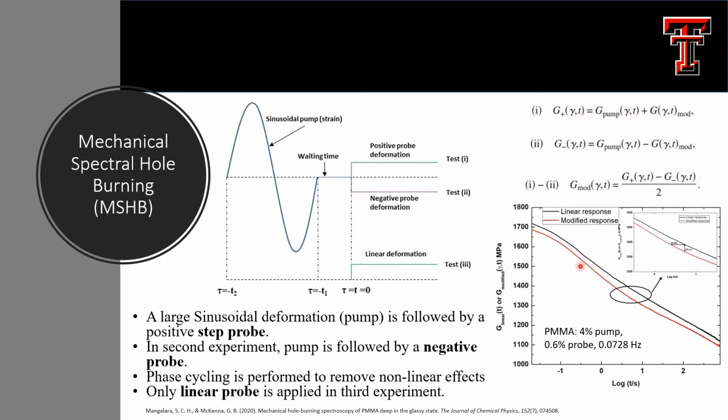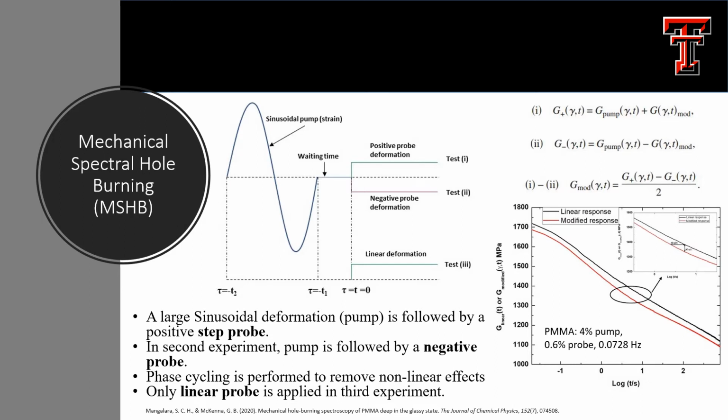In the plot, vertical differences, that is G linear minus G modified at a constant time, define the vertical modification, whereas horizontal differences, that is, log T linear minus log T modified at a constant modulus, result in horizontal modification. If the response was homogeneous, then all domains would be modified uniformly, yielding a constant value for vertical and horizontal difference, and the difference would eventually converge to zero at long time scales.